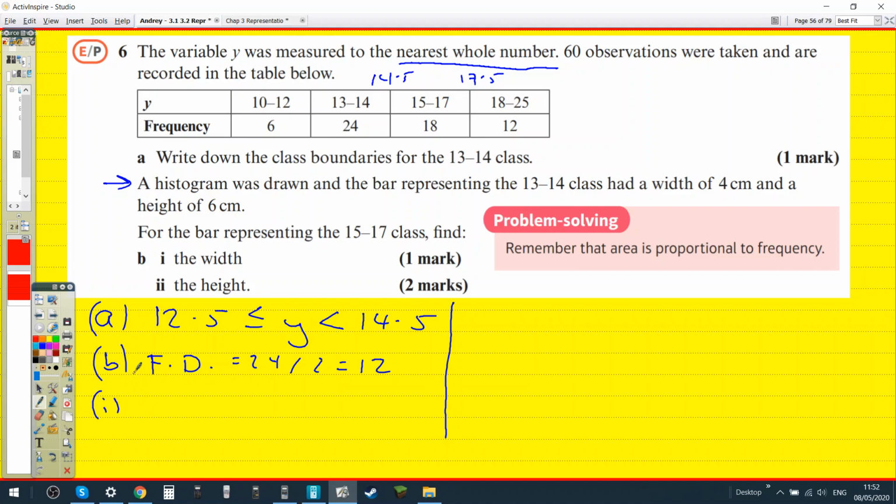Oh, so width would just be 2. For this one, 15, 17. So that's 14.5 to 17.5. Would it be 3? So that class width is 3. Of 15 to 17 is 3. And so what would be... is that the answer?